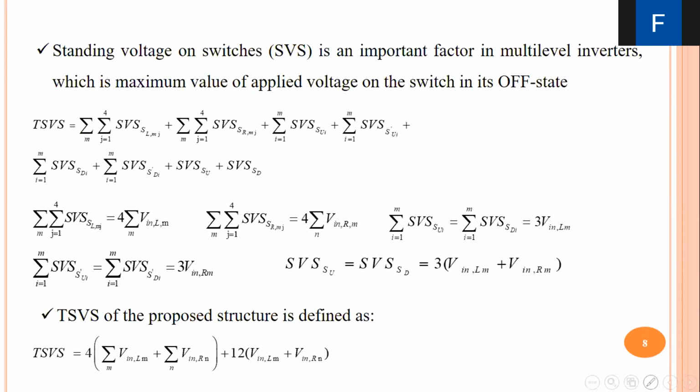One of the most important factors for multi-level inverters is the standing voltage on switch, or SVS, which is the maximum value of applied voltage on the switch in its off state. And it will be like the equations that I wrote here. And finally, the total standing voltage of the proposed structure is defined as we show in the slide.